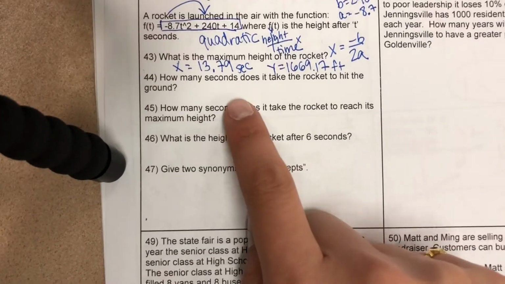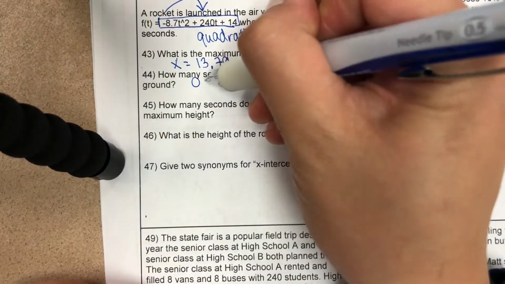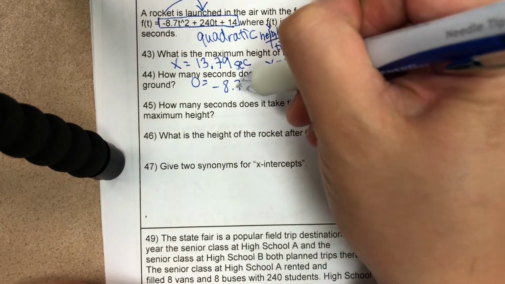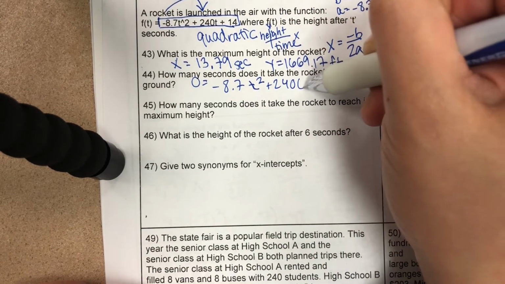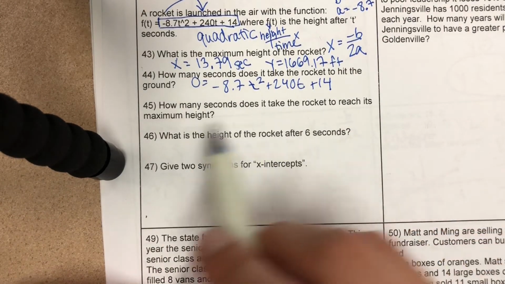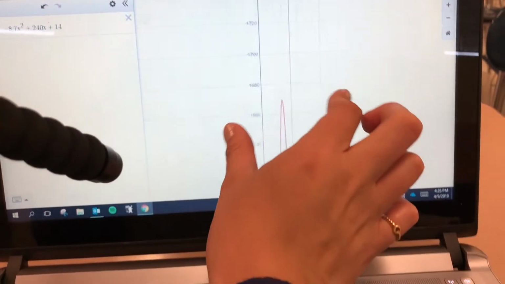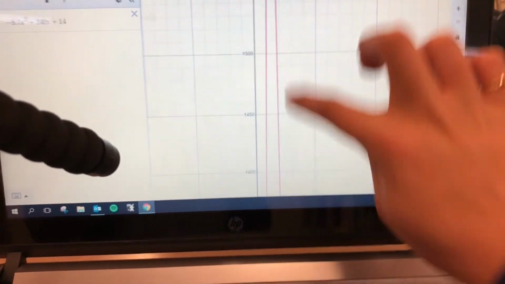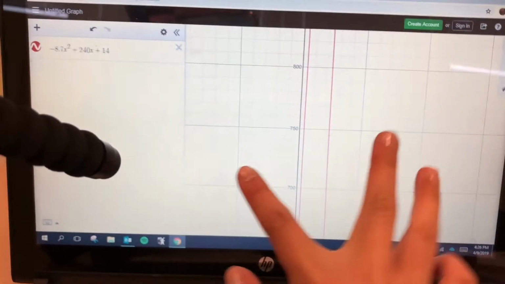All right, next one. How many seconds does it take for the rocket to hit the ground? Well, I know that I got to set this equal to 0. Negative 8.7 t to the power of 2 plus 240 t plus 14. Now, I can't factor this easily, and I don't want you guys to factor this easily. You can just literally do it on Desmos. So if I zoom out, and I want to go to the zeros, let's go all the way down to where x equals 0.